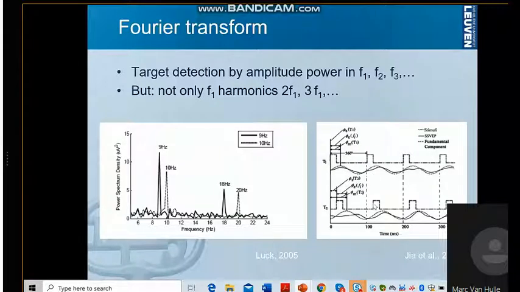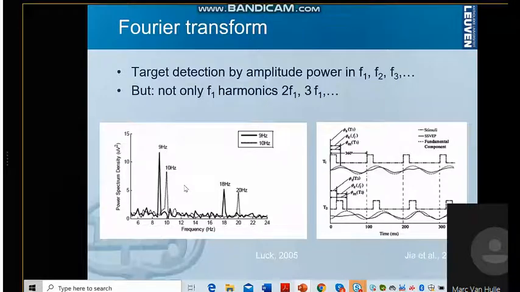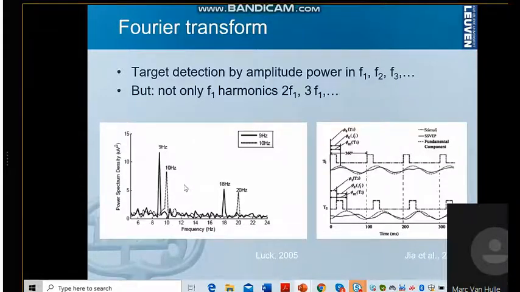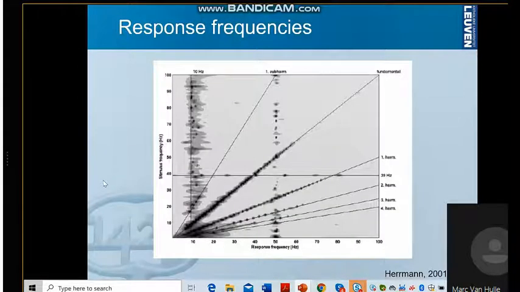The right panel shows that not only the frequency can be picked up, but also the phase. Suppose I have 2 targets flickering at the same frequency, but with a different phase as indicated, then this is also reflected in your EEG signal. There will be a phase lag between the EEG signal on the top line here and the bottom line. So this phase is also something that you can use, and we will come back to it later.